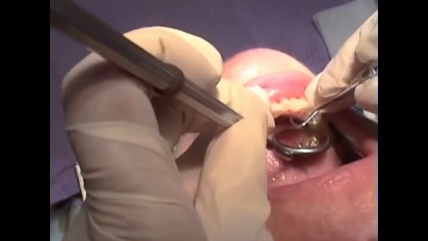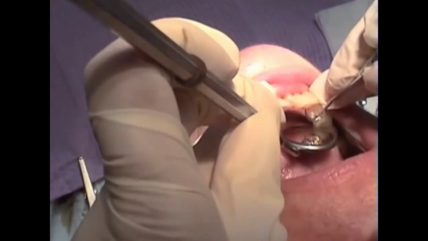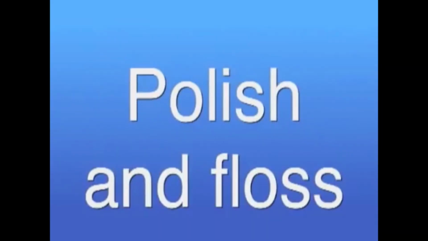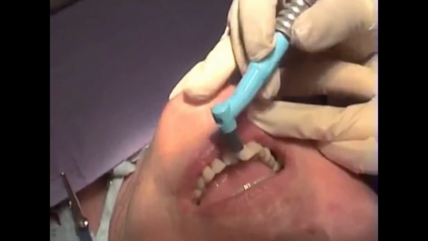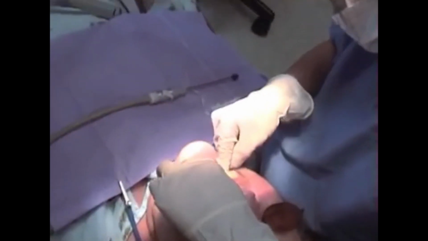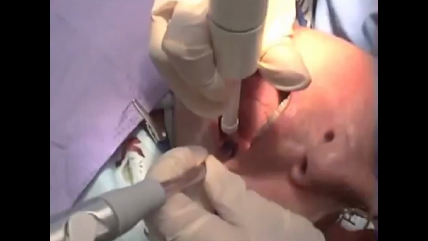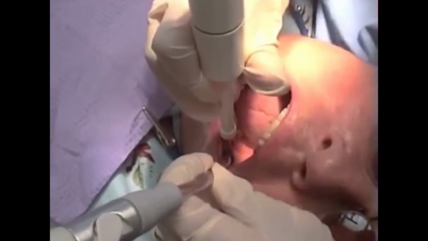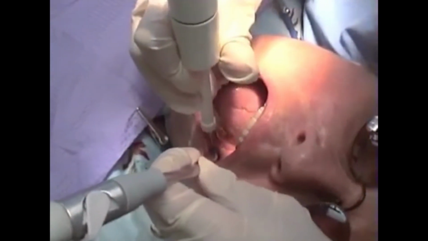Then we hand scale and root plane all the areas. Notice how I haven't said curette? We try very hard not to irritate the soft tissue. It is of no benefit, and it increases pain and delays healing. Then we polish, floss, and once more, a final irrigation.